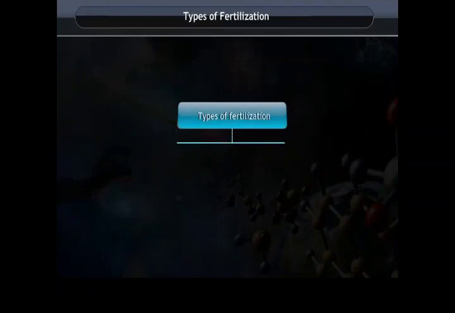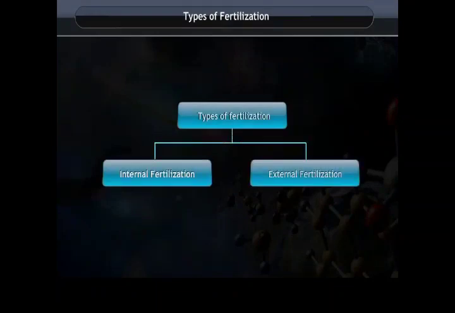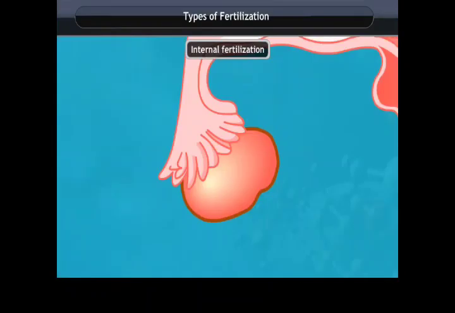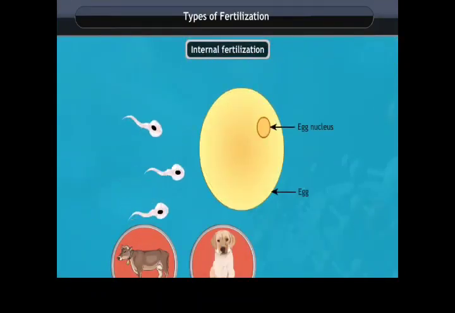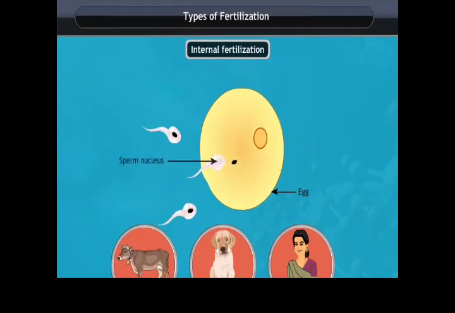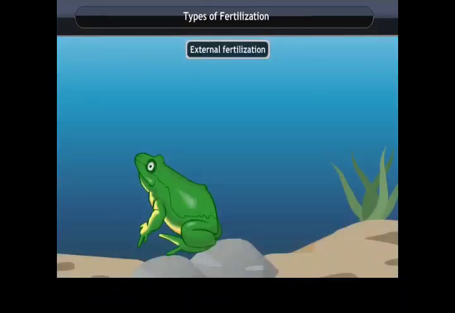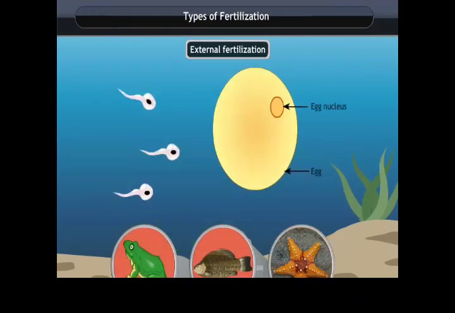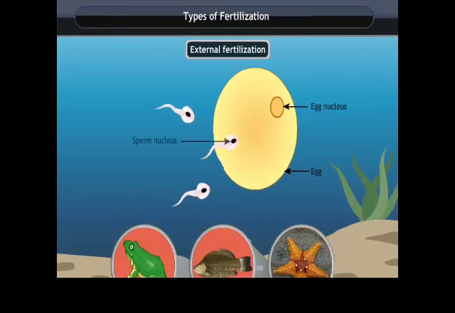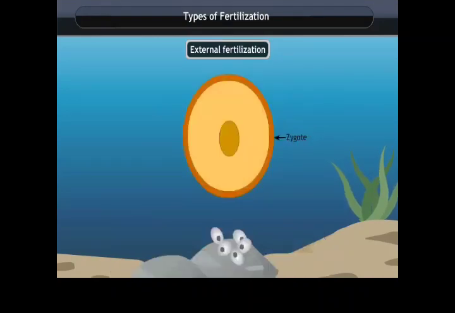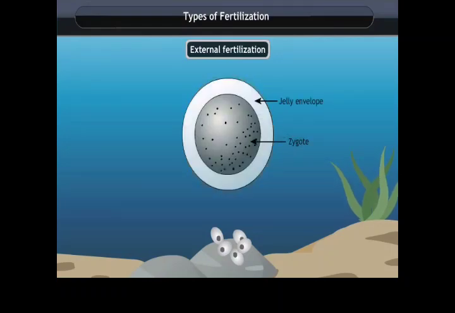Types of fertilization. Fertilization may occur inside the body of an organism or outside. In mammals such as cow, dog, and humans, the fertilization is internal. But in frogs, fishes, and starfish, the eggs are released outside the body. The female lays hundreds of eggs. In frogs, these are coated with a layer of jelly which protects them. The sperms are motile, they swim and reach the egg and fertilize it, forming a zygote. This type of fertilization is called external fertilization.